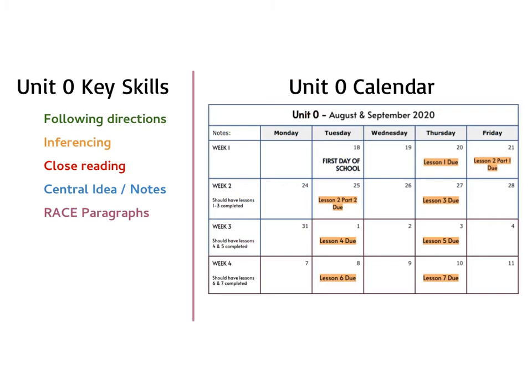So let's start with Unit 0. It's called Unit 0 because these are key skills that you're going to need before coming into 8th grade. That includes following directions, inferencing, close reading, central idea or notes, and writing RACE paragraphs. So if you can just take a glance at the Unit 0 calendar, you can see that this unit is going to take us about a month, 4 weeks. But you also need to stay posted to Schoology as we work through the unit in case any dates change.